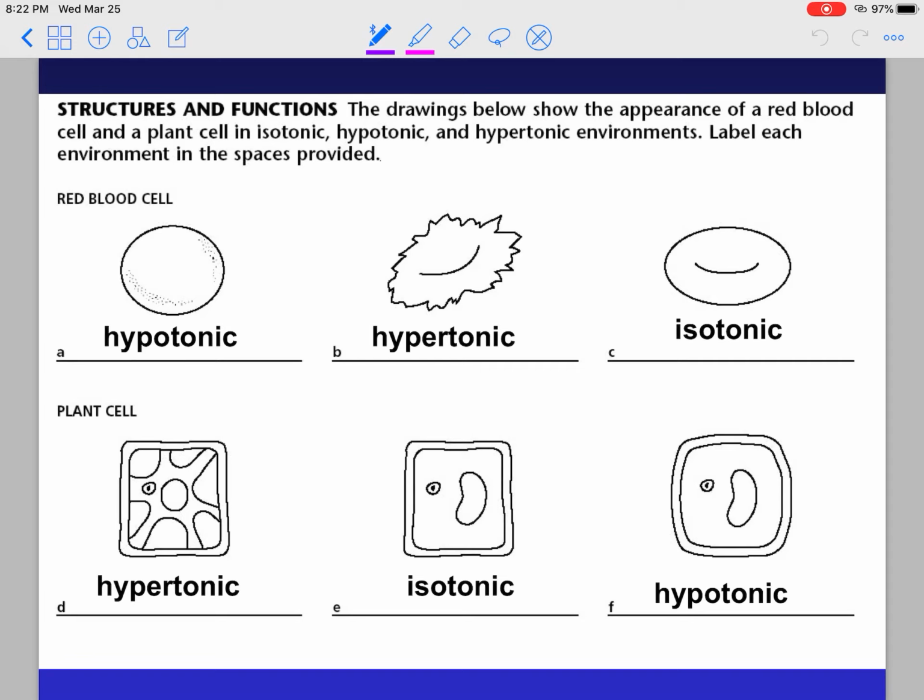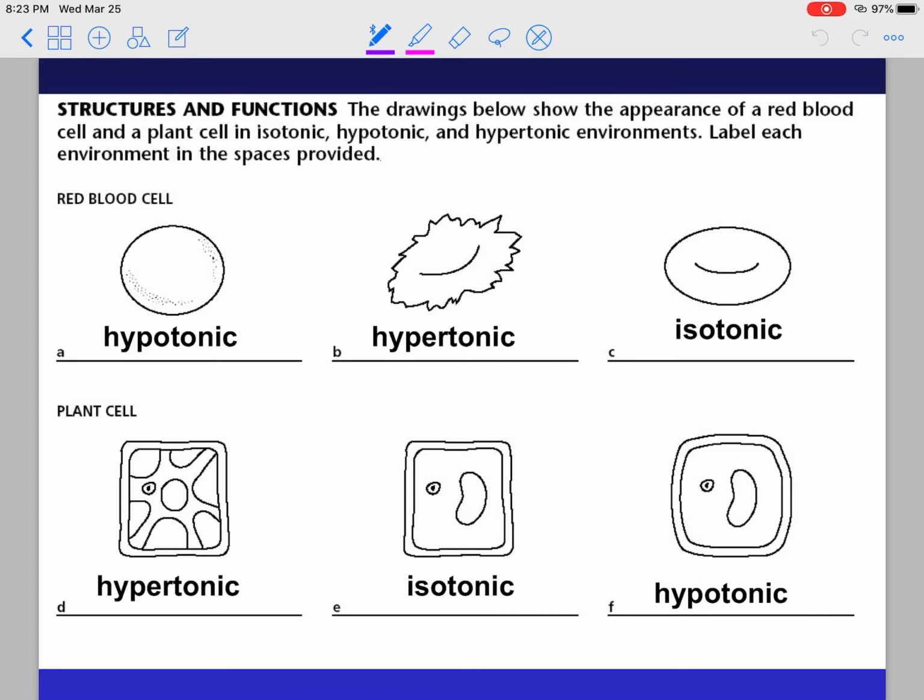All right, here we're going to label. It asks you to label the pictures. It says the drawings below show the appearance of a red blood cell and a plant cell in isotonic, hypotonic, and hypertonic environments. Label each of them.